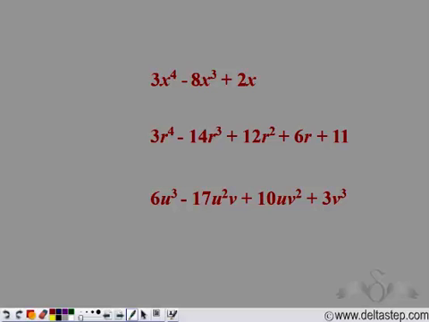Look at these expressions. Each of these expressions is a polynomial because in each of these expressions, the variables are raised to whole number powers. So in each of the three expressions, all the variables have whole number powers. So these three are polynomials. Now this expression has just one variable x. So we can say it is a polynomial in one variable x.